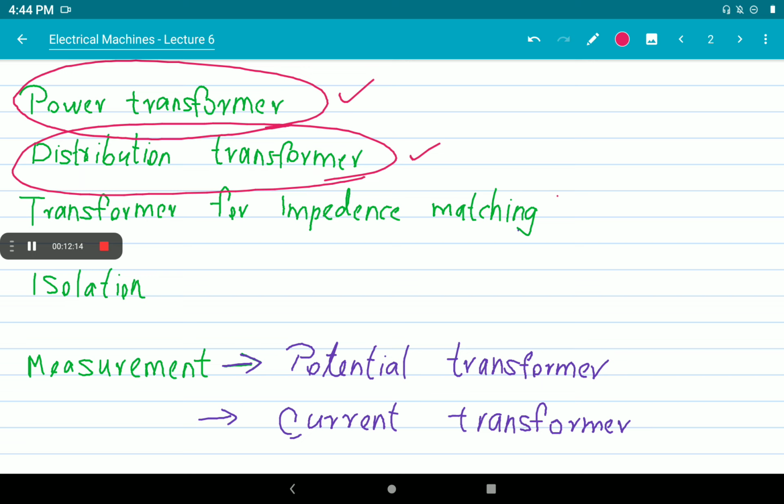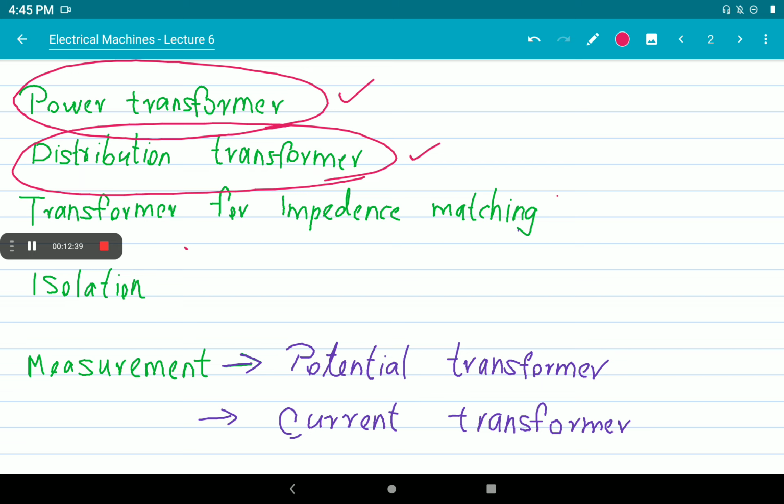So for that, the distribution transformer should be in the on position all the time. Okay. And transformers are mainly used in the transmission system and in the distribution system. So there are two applications: as a power transformer and as a distribution transformer.